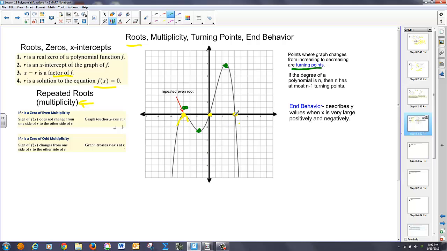Now, it's said that if I know the degree of the polynomial, then it has at most n minus 1 turning points. So I notice in here I have 3 turning points. So at most, this is a 4th degree polynomial.